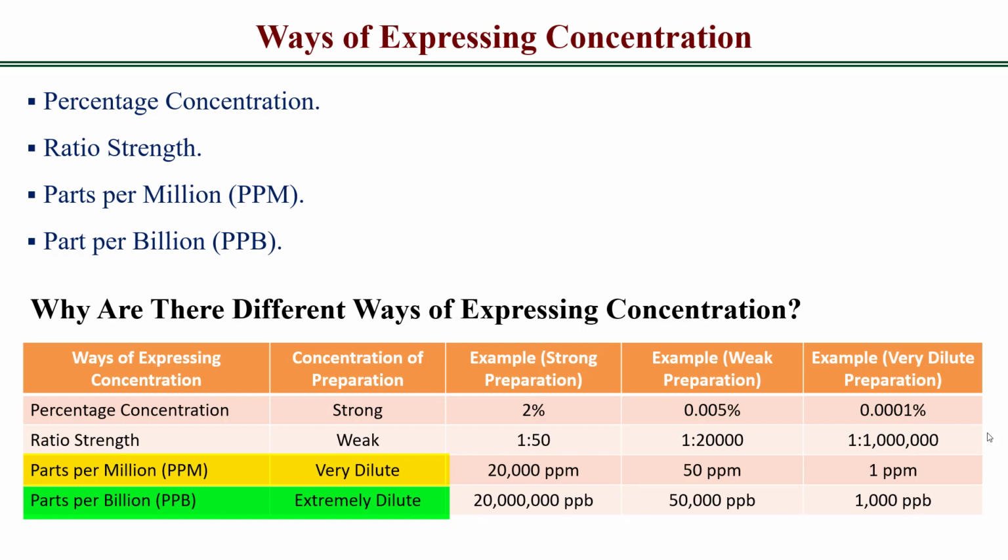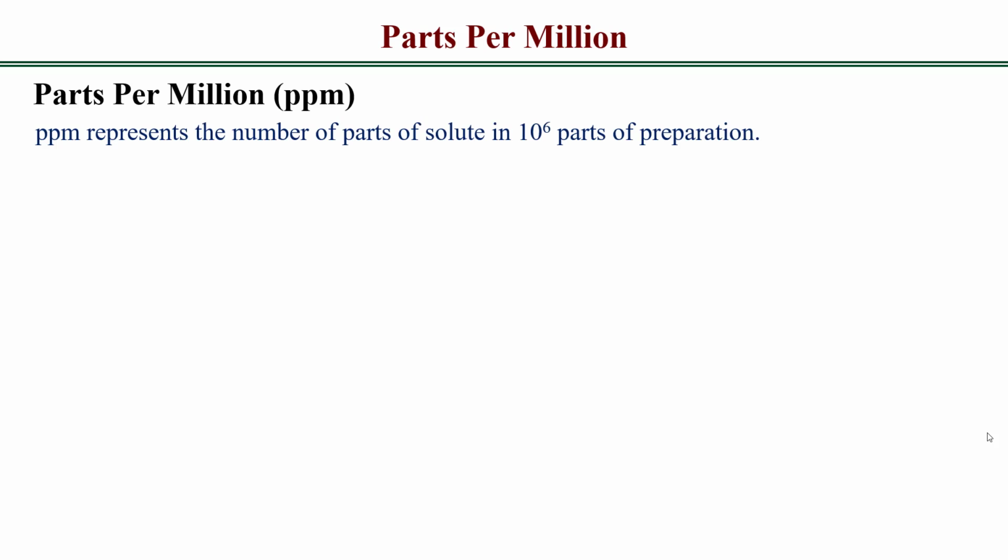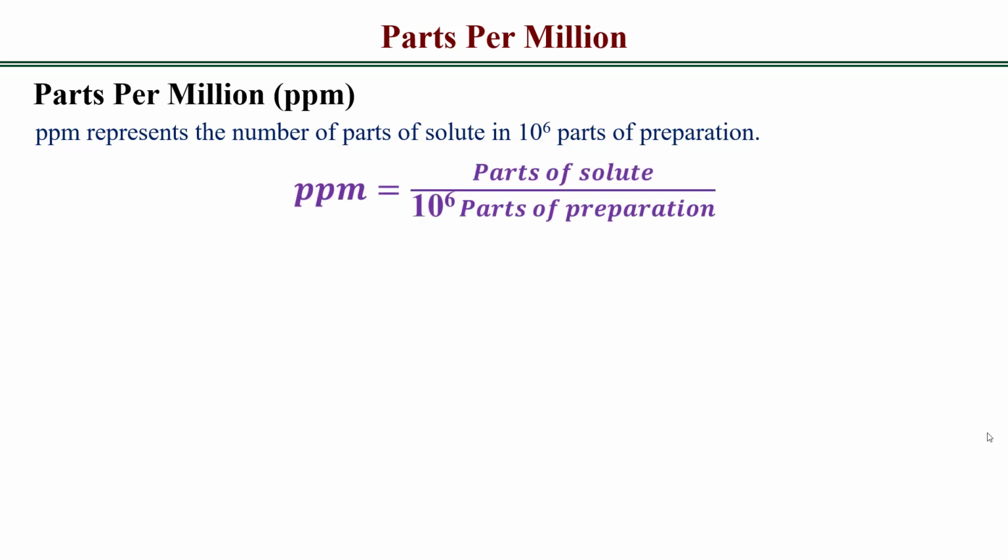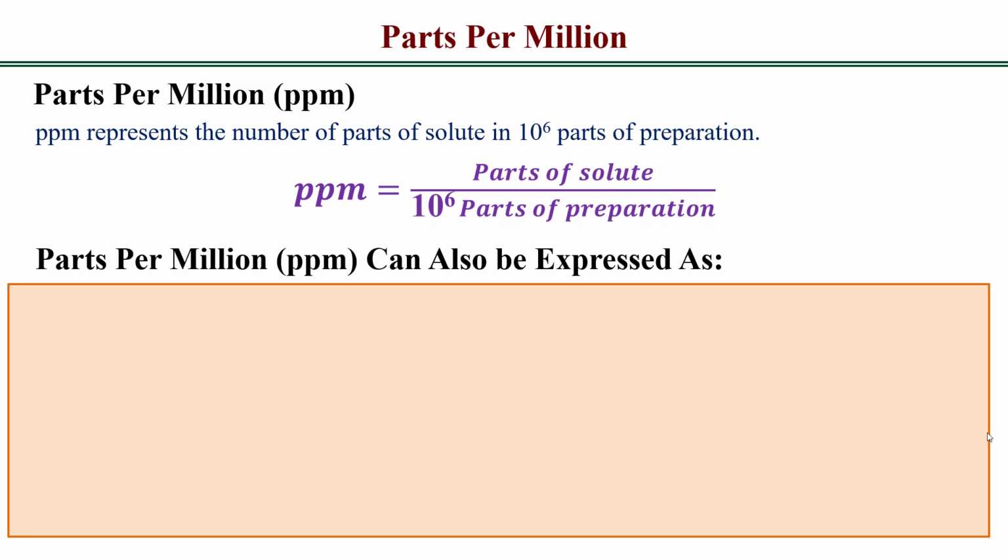So what we are going to do next is define what PPM is, and then look at three examples of the various ways in which you may encounter PPM calculations. When you talk about parts per million, which is PPM, you're referring to the number of parts of solute in a million parts of preparation. Mathematically, PPM is equal to parts of solute divided by a million parts of preparation. PPM can also be expressed in different ways depending on whether you have a weight in volume, weight in weight, or volume in volume preparation.